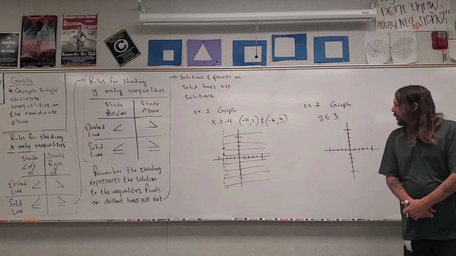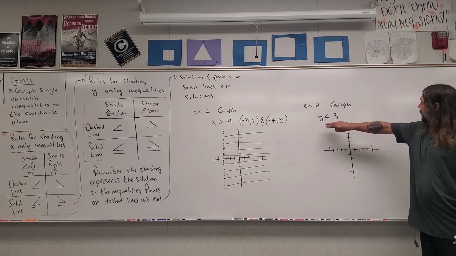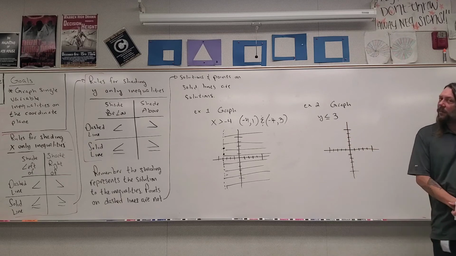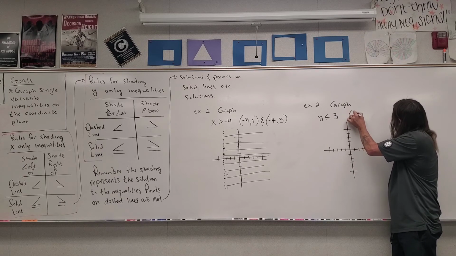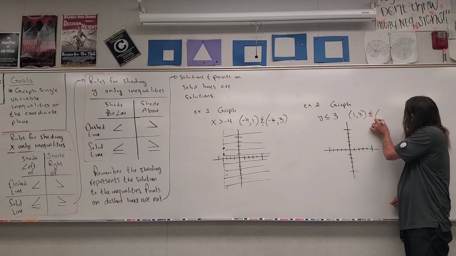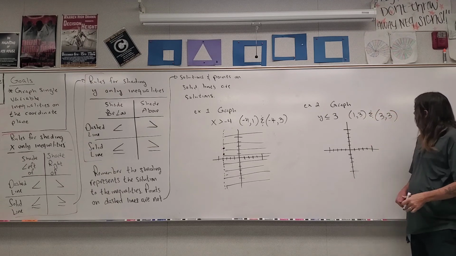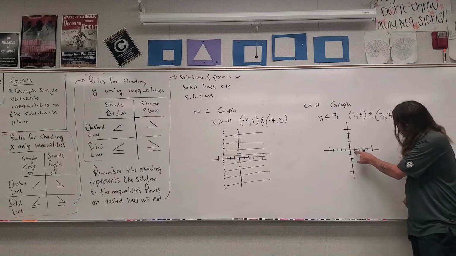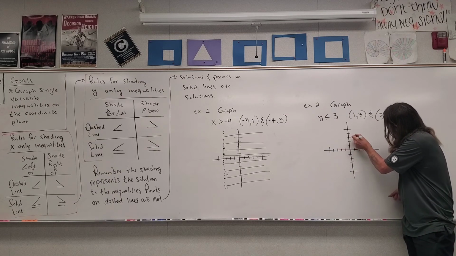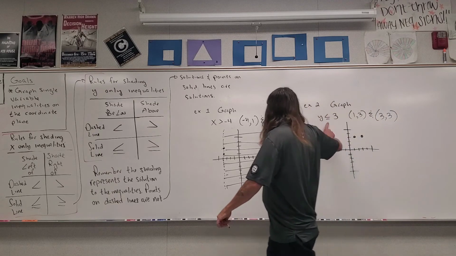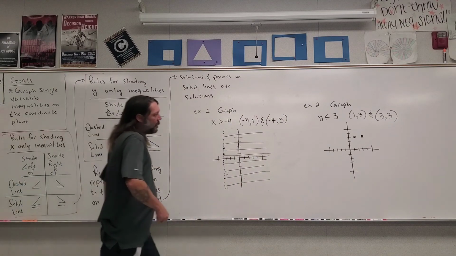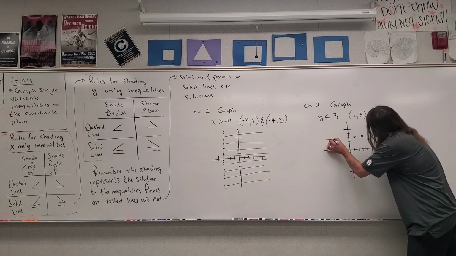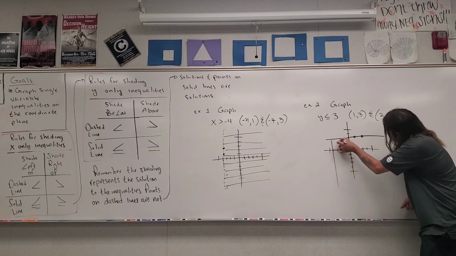All right, the second inequality I'd like you to graph is y is less than or equal to 3. So again, we make two ordered pairs. We're going to use this y value in both our ordered pairs. So we'll go 1 and 3, and the second ordered pair will be 3 and 3. Now that I have my two ordered pairs, I'm going to plot them. So 1, 3, and 3, 3. And let's go to our chart and match up our symbol. I have this symbol, so my line is solid, and I'm going to shade below. Solid line, shade below.